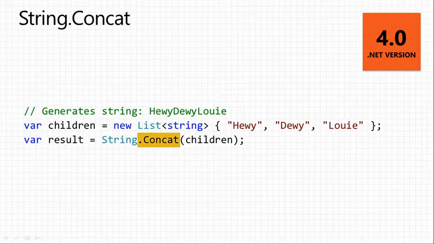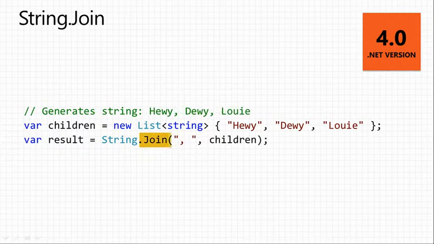There's now... Hold one moment. How's that? So we've had string.join for a while that takes an array. This one joins the enumerable of string together and puts the commas between them.